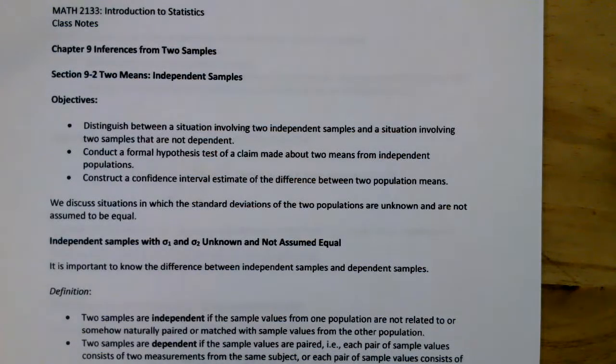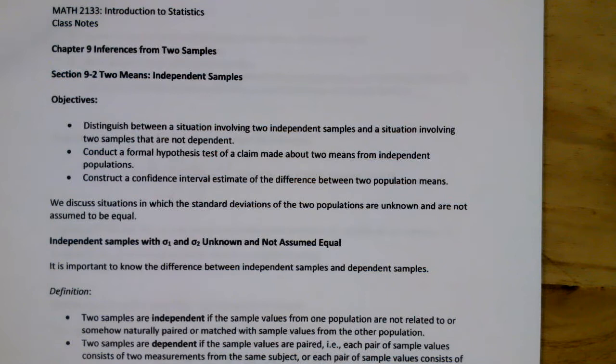In this video, we're going to talk about section 9.2, dealing with two means. In 9.2, we're going to be looking at two means that have independent samples. In the next section, 9.3, we're going to be dealing with two means where the samples are dependent. But for section 9.2, we're going to distinguish between a situation involving two independent samples and a situation involving two samples that are not dependent.